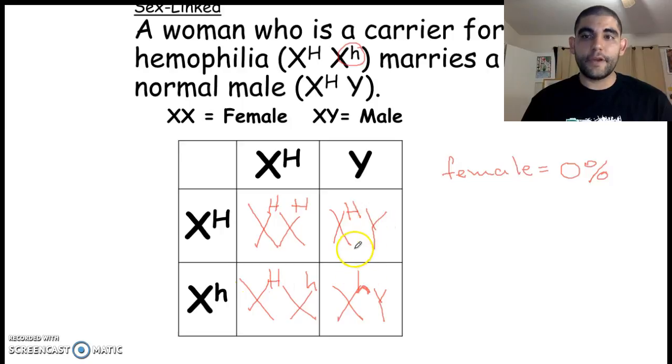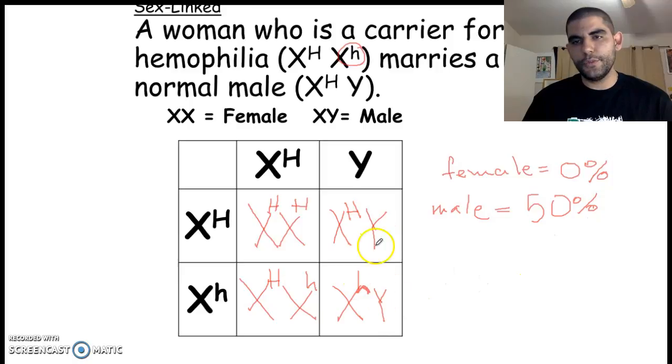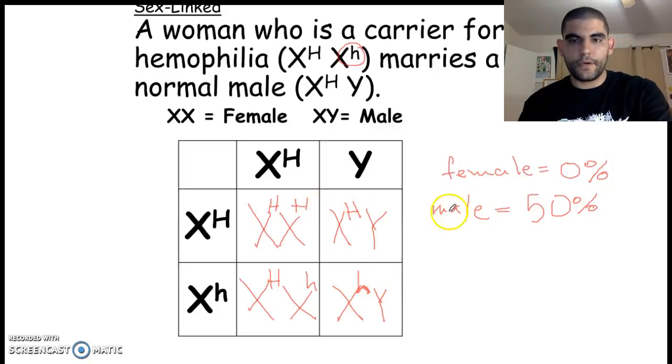Now, what about the boys? If they were to have a boy, or a male son, well, in this case, it was a 50% chance of having hemophilia, because out of 2 males that are possible, one of them will have hemophilia, the other one will not have the hemophilia. And remember, the Y just stays as it is. The X is the one that carries the gene for hemophilia or not hemophilia, right? So this is the type of question that you can answer from this.